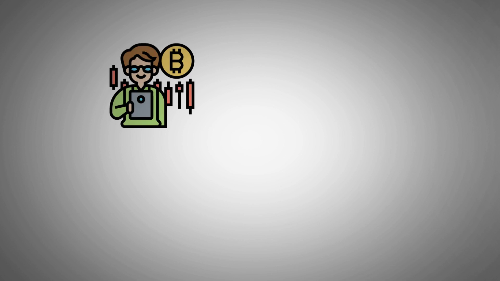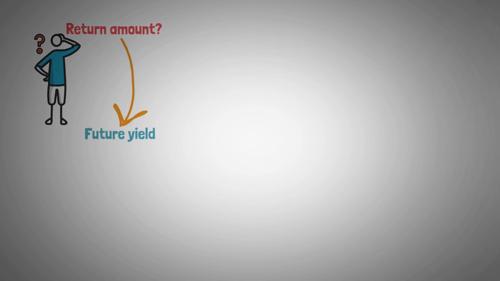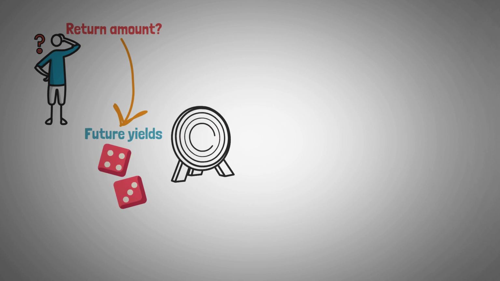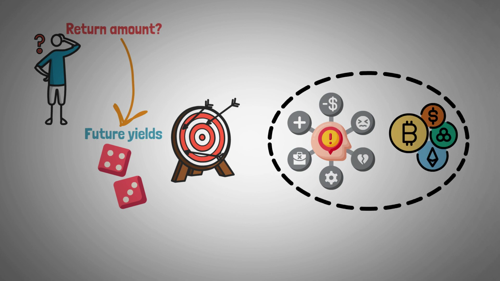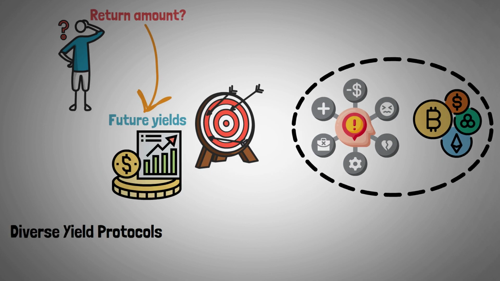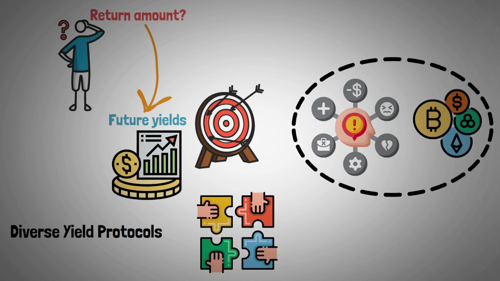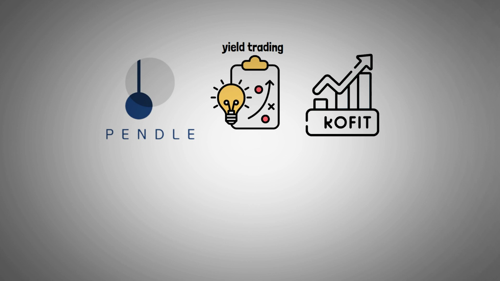Trading cryptocurrency can be very profitable, but it's not always clear what kind of return an investor will actually get. This is due to the fact that future yields cannot be predicted with any degree of accuracy due to a variety of factors in the crypto world. Diverse yield protocols allow investors to profit from a future yield, but many of these well-established protocols have flaws that can significantly reduce gains. Pendle adopts a better strategy for yield trading to maximize the return on investment.